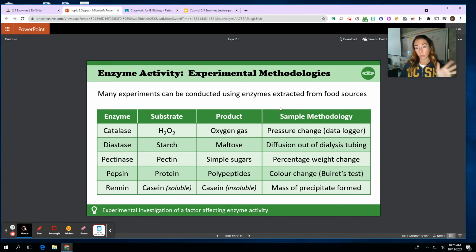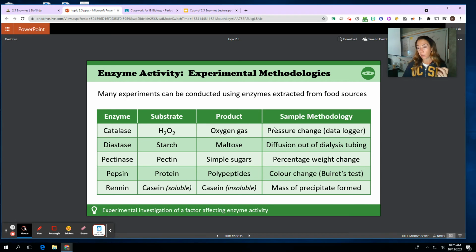So you do not need to put this into your notes. But here are some things that we can actually see. We can do different experiments with, for instance, we are using catalase as our enzyme in our lab, and we're breaking down hydrogen peroxide here. And the product that is broken down, so it's released, is oxygen. Okay, so I'm getting that oxygen gas.